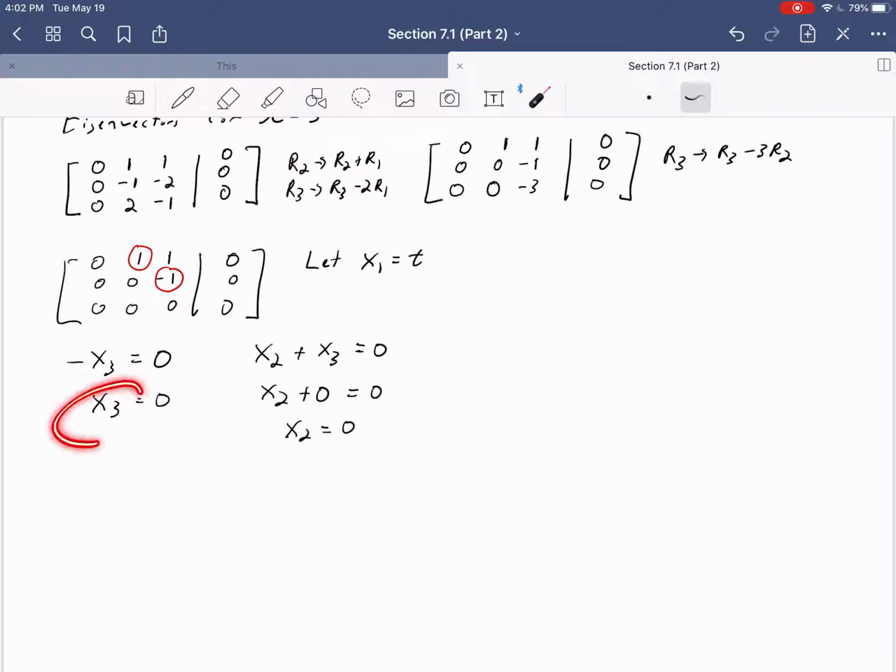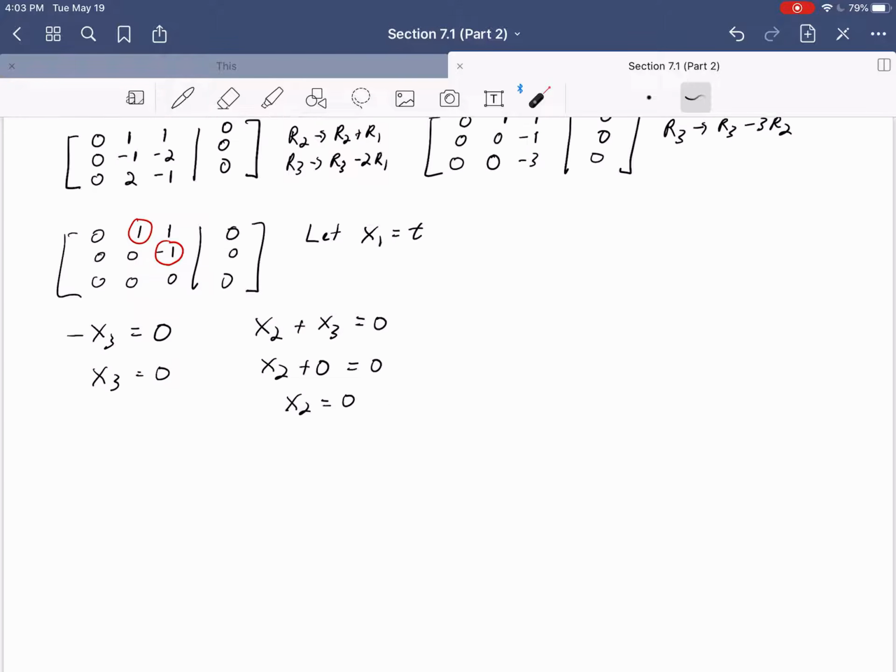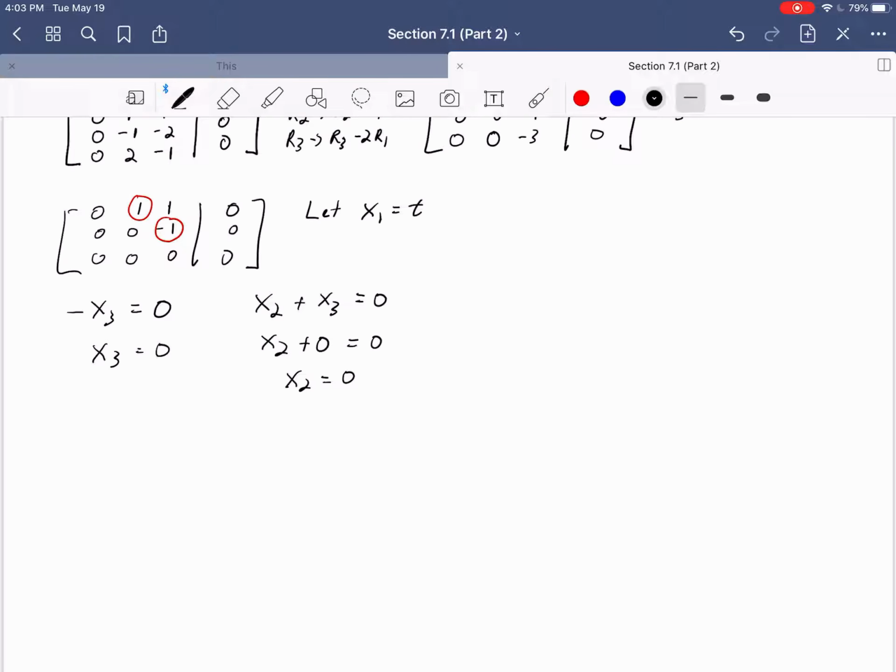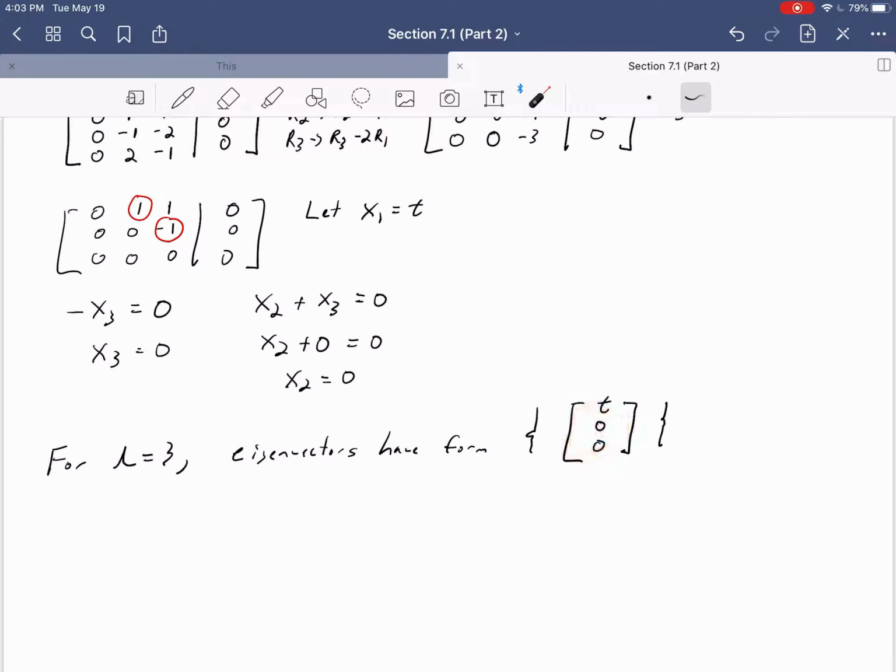This looks a little bit weird because we're getting x3 and x2 to be 0. Does that mean we're only getting the 0 solution, which would tell us that something's screwed up? Because remember, eigenvectors are supposed to be non-zero solutions to this equation. But keep in mind we parameterized x1, so we actually have free choice of that. That's where those non-zero values are coming from. So for lambda equals 3, every eigenvector is going to look like t, 0, 0. Anything in that first component, and zeros in the second two components.